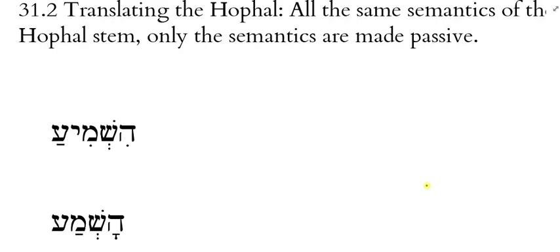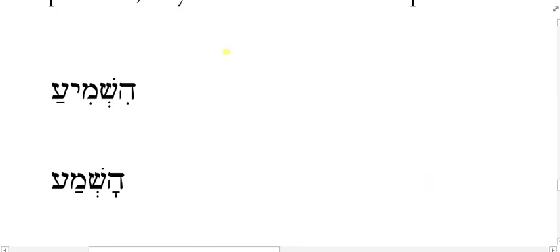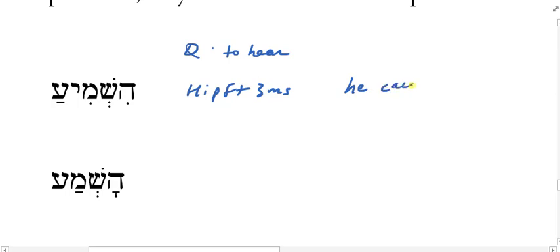So let's take the example hishmiya. That is the Hiphil perfect of shema. Okay? So Hiphil perfect, 3ms. How would you translate hishmiya? Shema in the Qal means what? To hear. And so in the Hiphil, it means to cause to hear. So how would you translate this? He caused someone to hear. And I'd be looking for a direct object. What would be another way to translate this? He caused to hear. He told or announced, right? Because if I cause you to hear something, that means I'm telling you or announcing something to you.